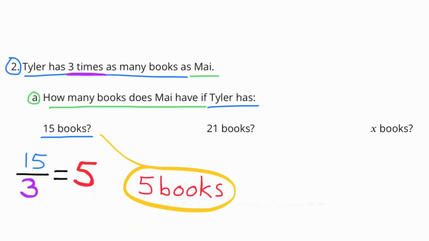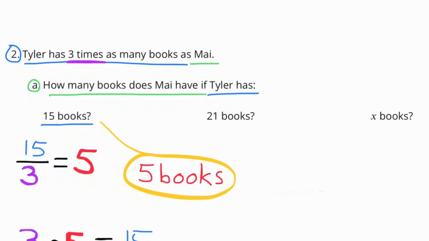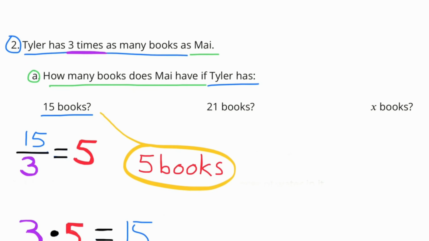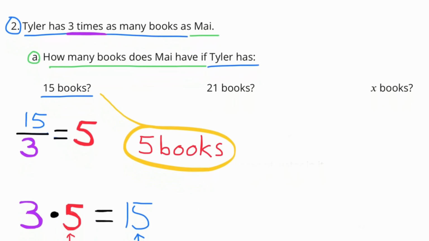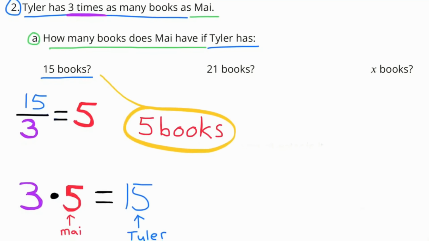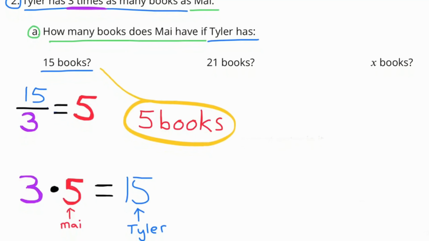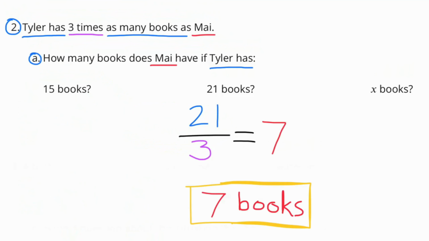Number 2. Tyler has 3 times as many books as Mai. A. How many books does Mai have if Tyler has 15 books? Tyler's 15 books divided by 3 times as many equals 5. So Mai would have 5 books if Tyler had 15 books. How about if he had 21 books? Well, his 21 books divided by 3 equals 7. So when Tyler had 21 books, Mai would have 7 books.